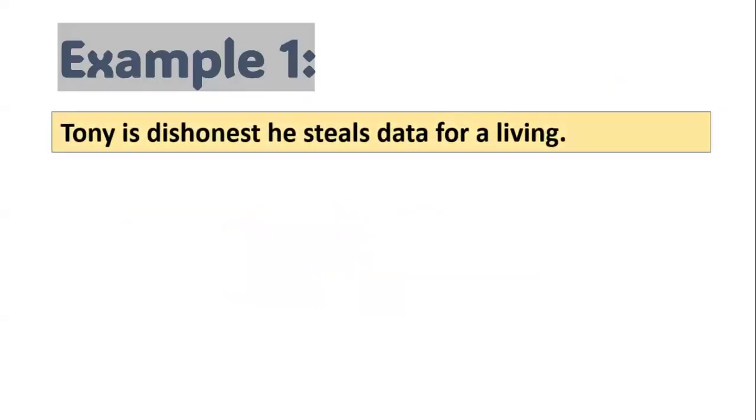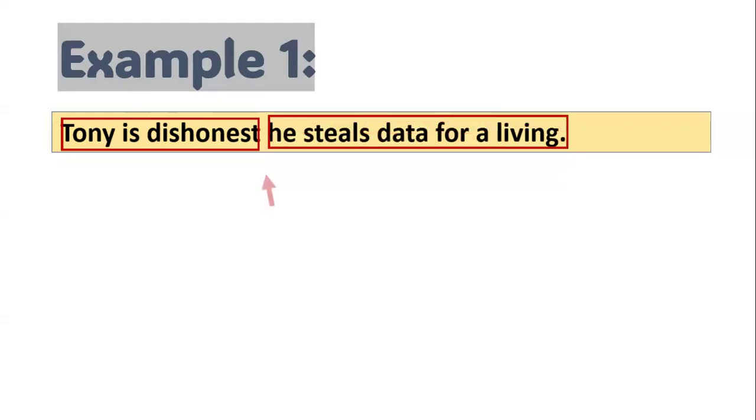Tony is dishonest. He steals data for a living. Some people think this sentence is correct in terms of punctuation. Actually, it is not. Because what happens here is that we have two independent clauses. Tony is dishonest should be a sentence, which we call an independent sentence. So it should be ending now. And there is another one, okay? But there is no punctuation mark to separate the two sentences.